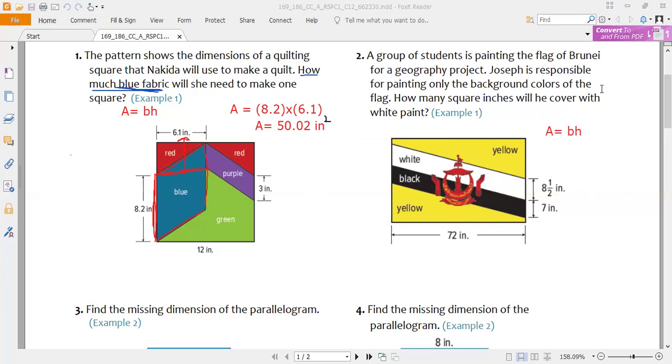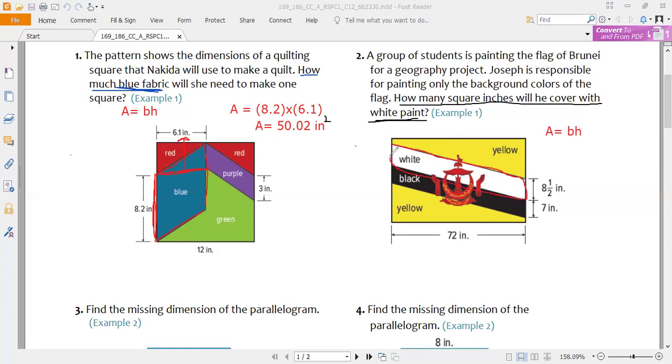Now, how will we know whether it is a parallelogram or what type of shape? We will look at the figure. In this question, he is asking how many square inches will be covered with the white paint. He's just asking about the white one. Even though the whole figure looks like a rectangle, we just need to find the area for just the white paint. That is the white paint. If I draw the line here, this one is the white paint only.